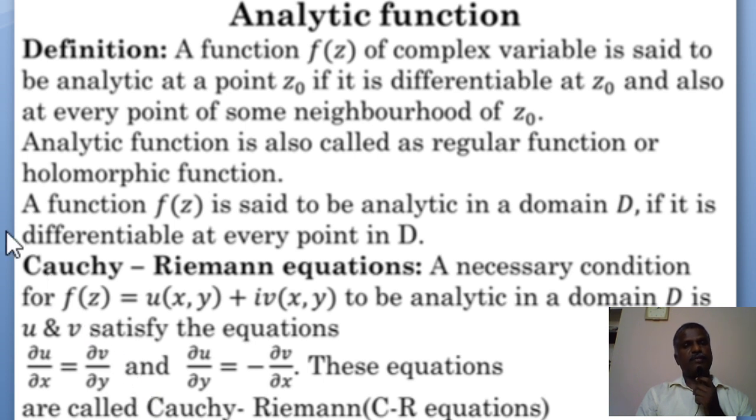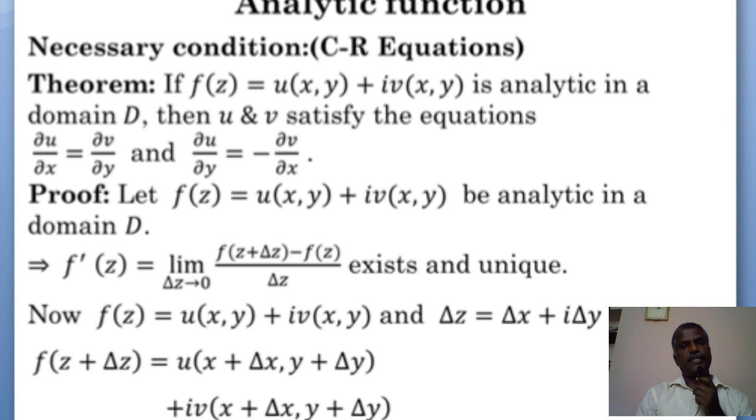Let us see the necessary condition for an analytic function. In terms of a theorem: if f of z equal to u plus iv is analytic in a domain D, then u and v satisfy the Cauchy-Riemann equations, that is, dou u by dou x is equal to dou v by dou y and dou u by dou y is equal to minus dou v by dou x. So this is the necessary condition. Let us prove this one.